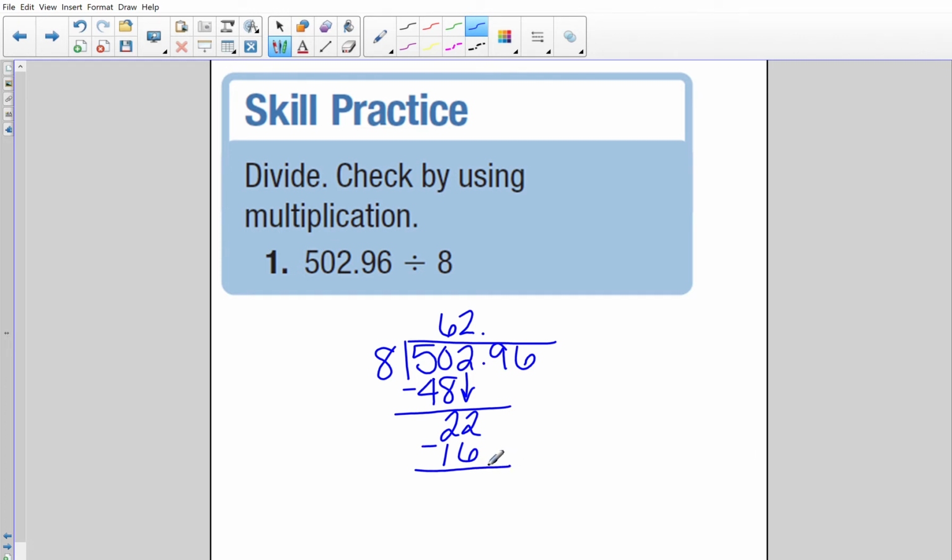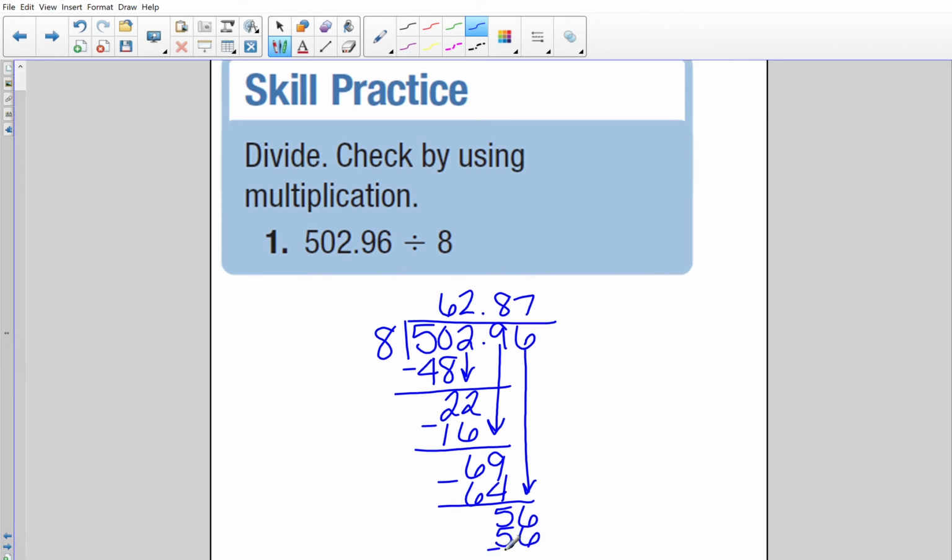And when I subtract that, I get 6. So the next step is to bring down my 9, and now I'm working after the decimal. So that would be 8. So that would give me 64. I subtract, I have 5, and I bring down my 6. Now 8 times 7 is 56 exactly. So this would be my answer.